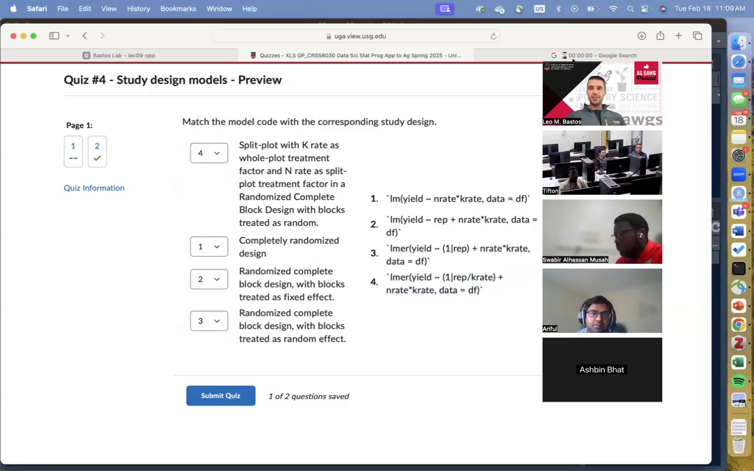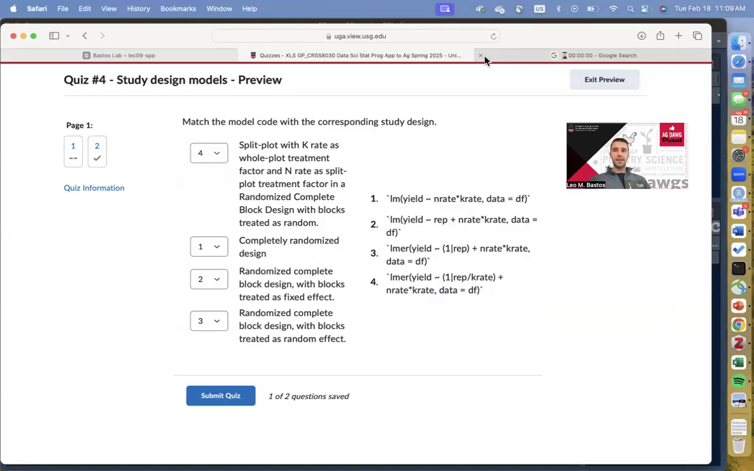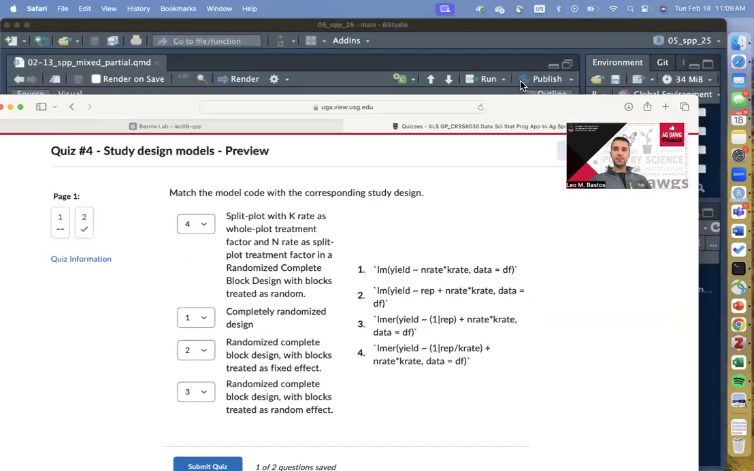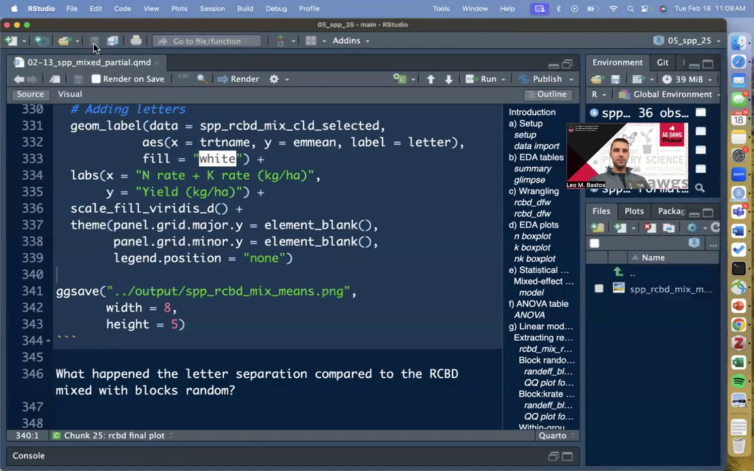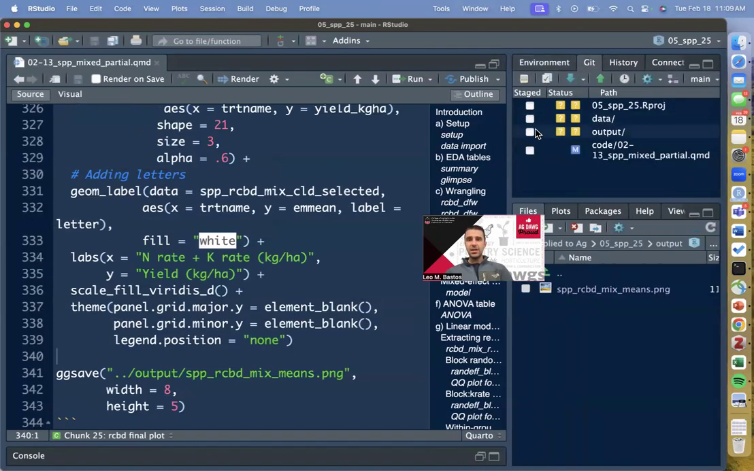Again, I'm just trying to see if you're following along in class. I know we're talking about different designs, and we just have one more minute. So let me ask you to first come to your script, save it if you have not saved yet, and then go to your Git pane. You can just stage the script if you want. I also have the data because I added.